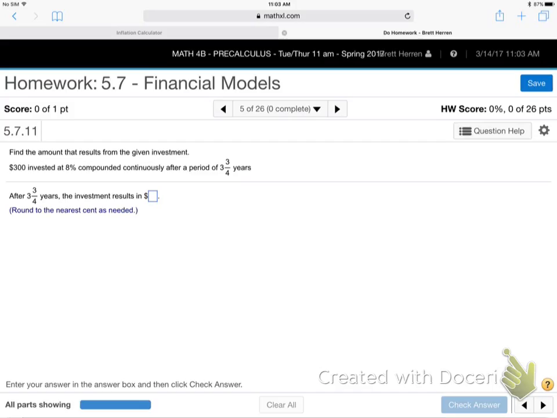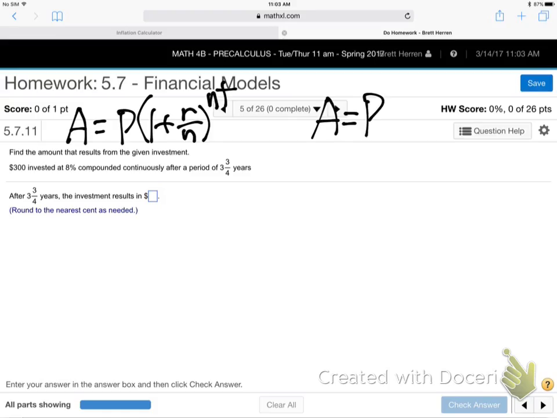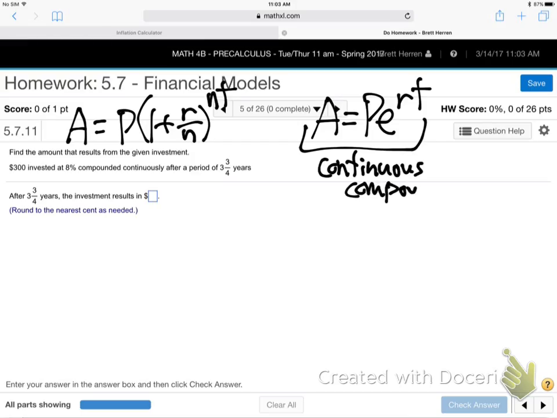So there's two formulas we use in this section. One of them is A equals P(1 plus r over n) to the nt, and the other is the PERT formula, I call it. I can't remember how much I've said or haven't said. The PERT one is when there's continuous compounding. And the other one is otherwise, when it's not continuous.